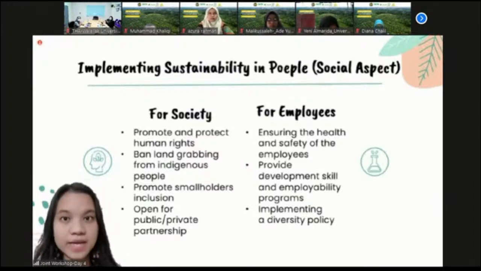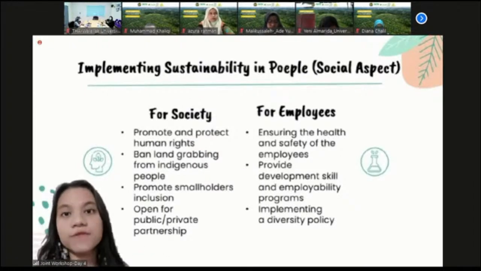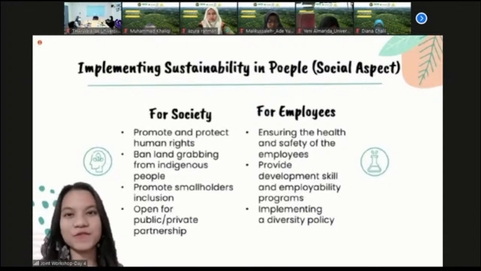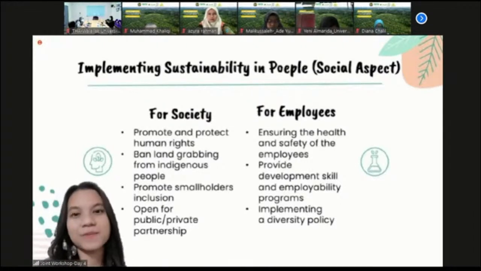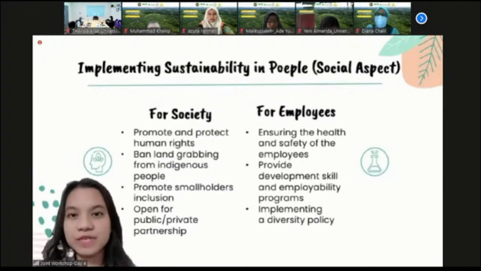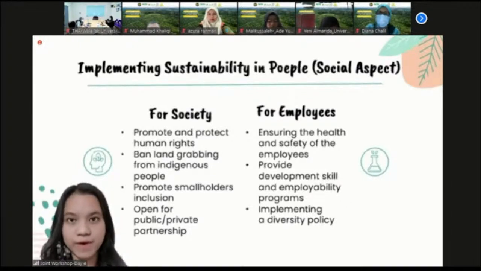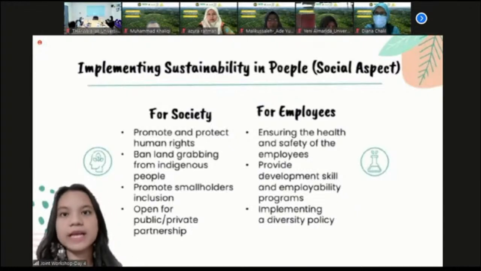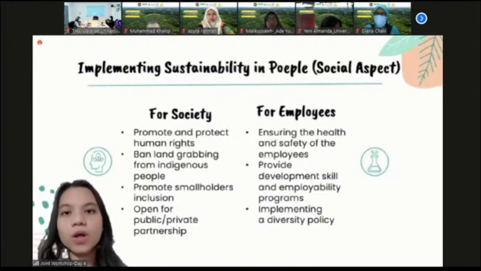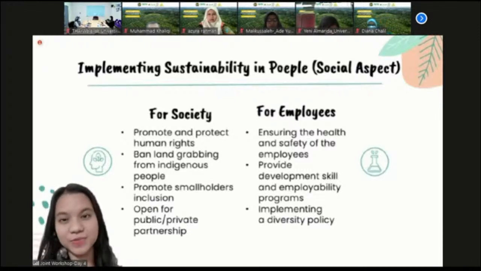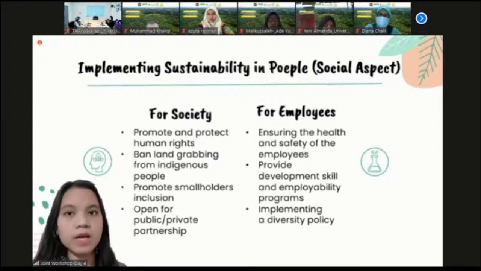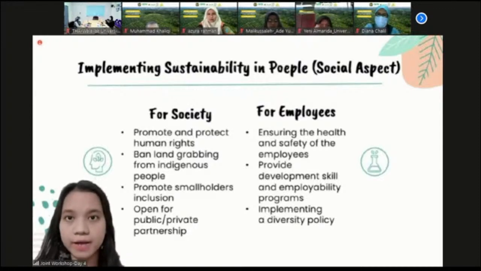My group divided this aspect into two categories: for society and for the employees. The first category is implementing sustainability for society. The first one is to promote and protect human rights. It means all the stakeholders in the palm oil industry promote and protect all human rights. Next is to ban land grabbing from indigenous people. It is unjustified to dispose of these people to make a new plantation area.